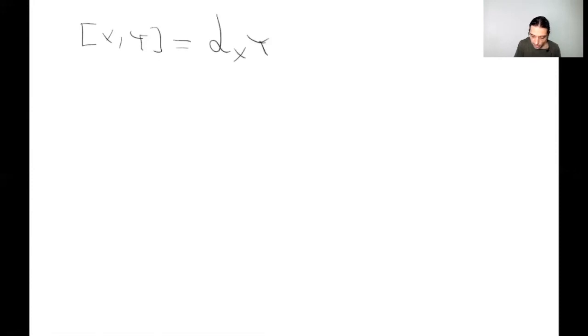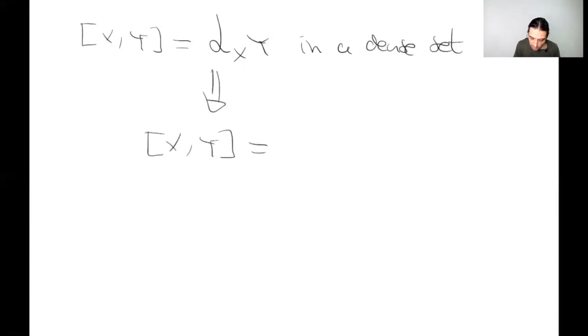But now we realize that we have this equality in a dense set, because the union of the set of regular points and the interior of the set of singular points is dense. And so as a consequence, we get that the Lie derivative of y by x coincides with the Lie bracket of x and y, as we wanted to prove.